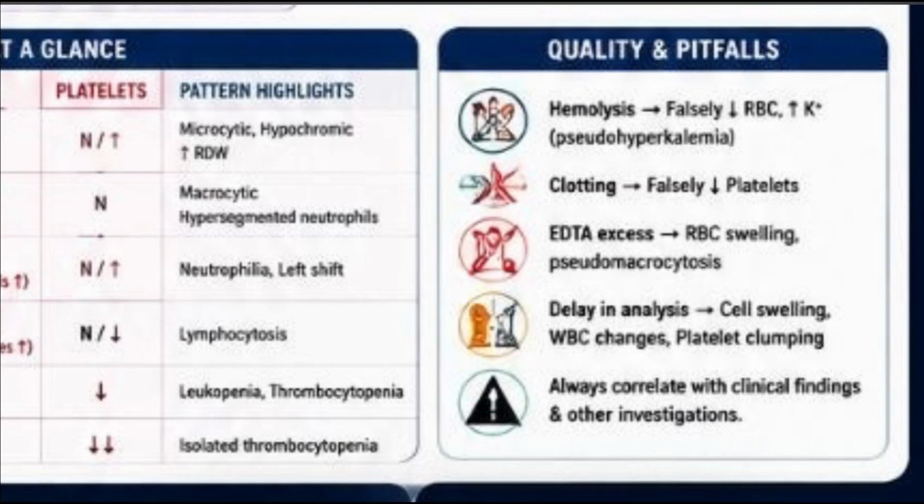Next, always we have to follow some quality issues and pitfalls. Hemolysis means the RBC will falsely reduce and the potassium will increase, so we call that pseudohyperkalemia. And we can see clotting: clotting will falsely reduce the platelets. Next, EDTA excess causes RBC swelling and pseudo macrocytosis. A delay in analysis causes cell swelling, WBC changes, and platelet clumping. Always correlate with clinical findings whenever you are doing CBC interpretation.